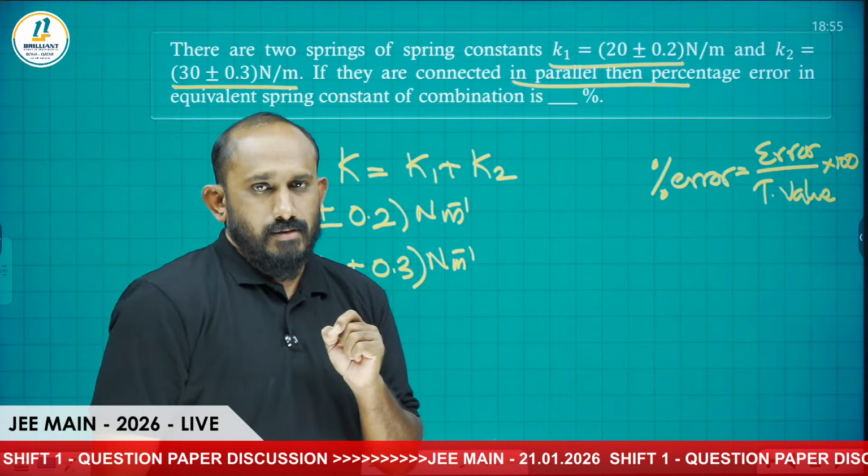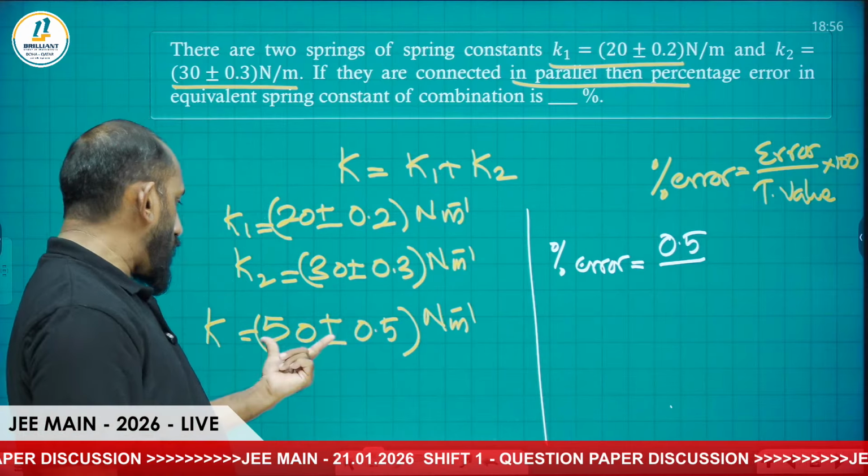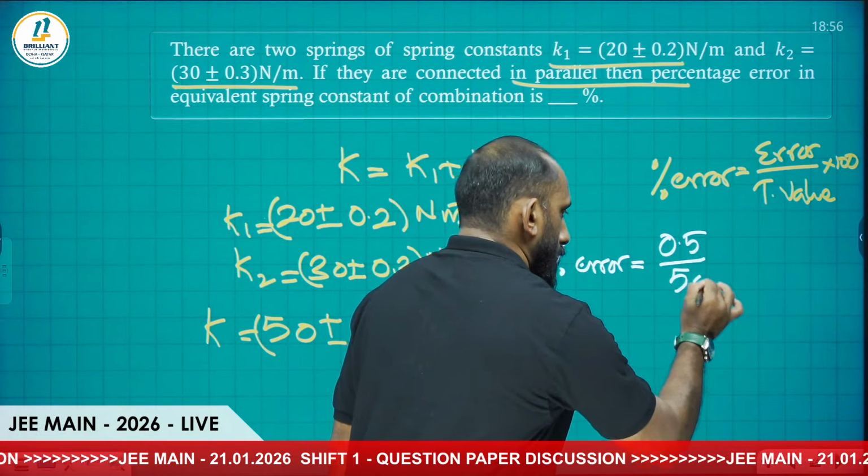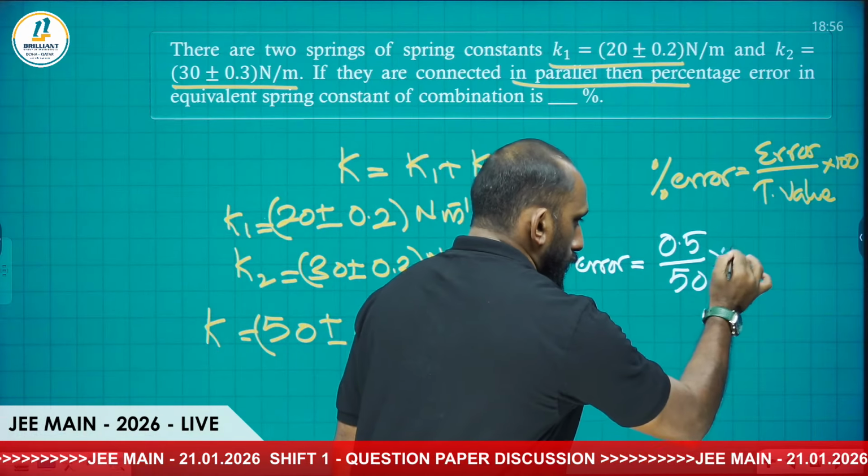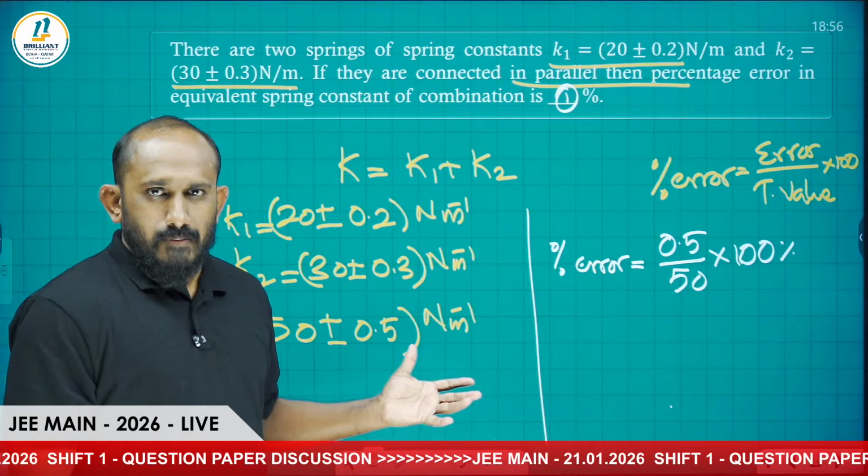Now what to find? The percentage error. The error in the result is 0.5, the absolute error, divided by the true value, 50, into 100. So 0.5 into 100 is 50, and 50 by 50 is 1. So 1% is the answer. Got it? So 1% is the error.